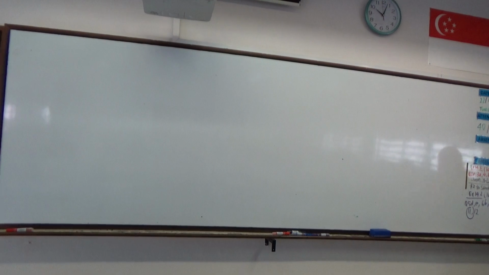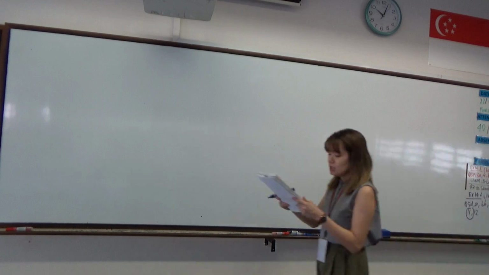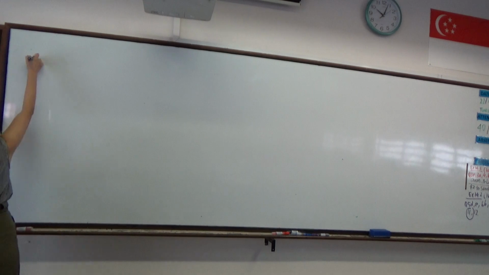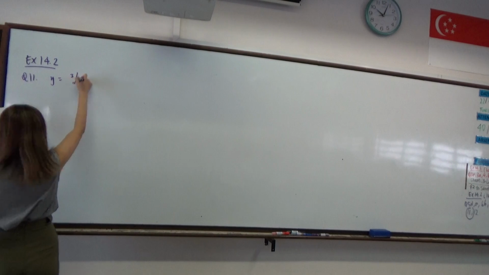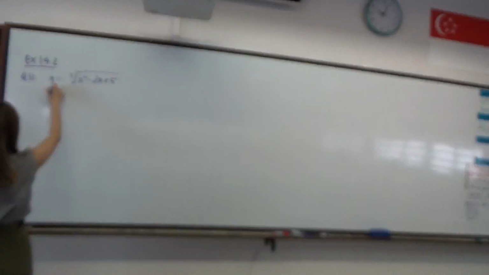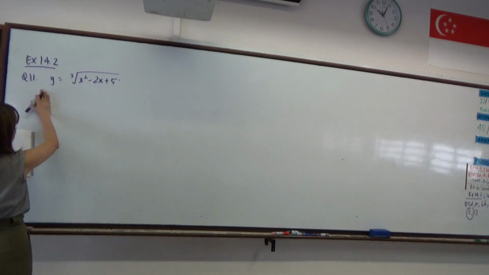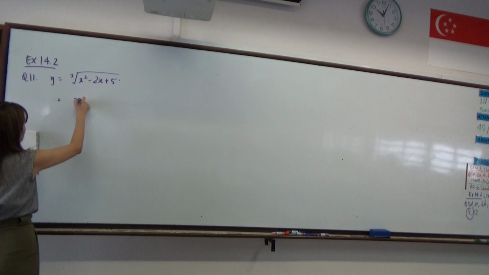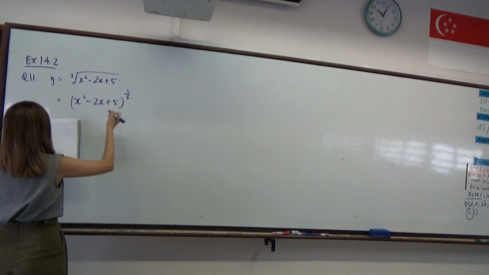Question 11 says: calculate the coordinates of the point on the curve at which the derivative is equal to 0. You're given this equation for the curve. Since the derivative is equal to 0, we will first find the derivative. Actually, this one you re-express to the power of 1 over 3 first.